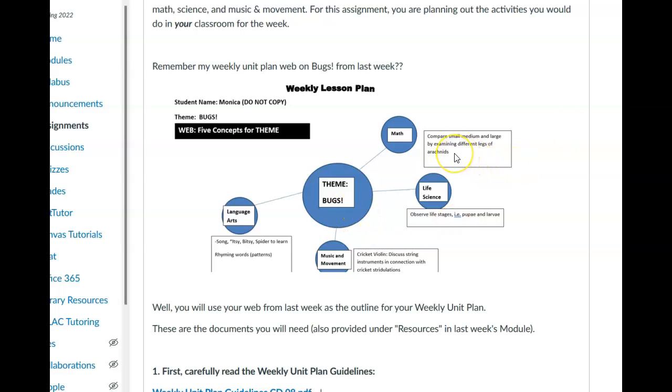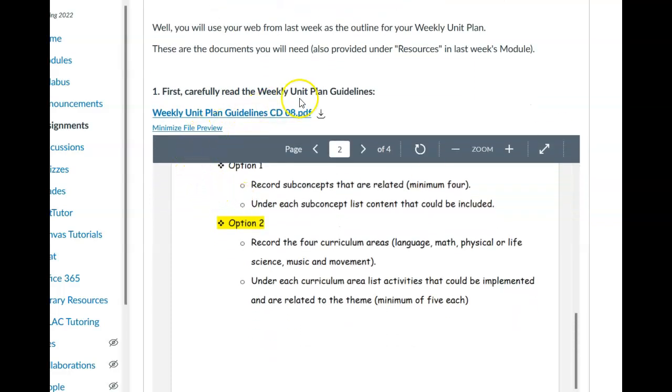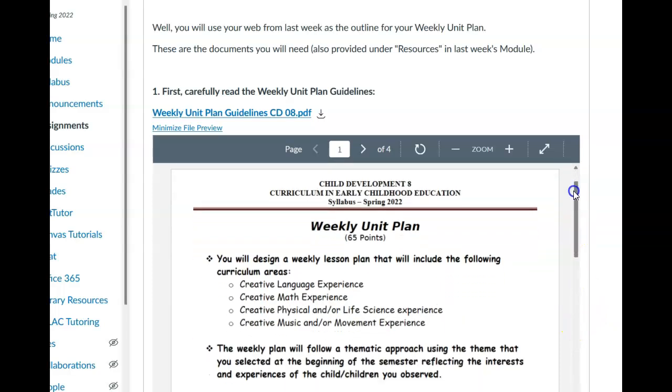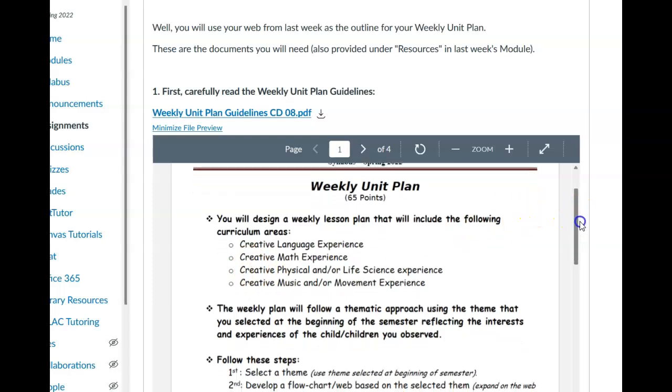So in your web, you were asked to come up with 3 different activities for each content area: language arts, math, either physical or life science, and music and movement. But for your weekly unit plan, you should have 4 activities per day. So you'll have one from each of the 4 content areas. So make sure that you take a look first, carefully read the weekly unit plan guidelines, which were provided here in Canvas. So it gives you all of the different content areas that you have to cover.